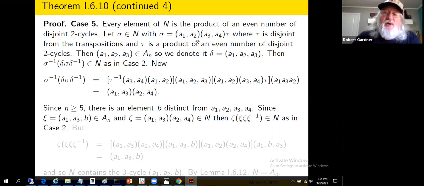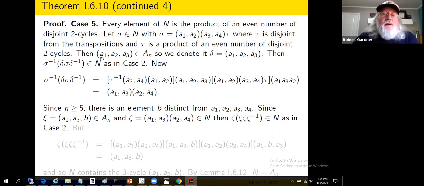So we've written sigma as a product of disjoint transpositions. Not every permutation can be written as a disjoint product of transpositions, but that's our setting here. I'm not saying every permutation can be written like this, but here we're going through all these cases and this is what we're left with. We'll check that here in a little while.